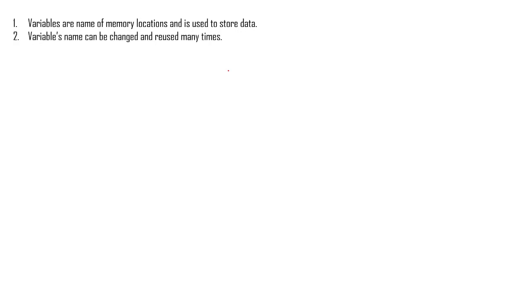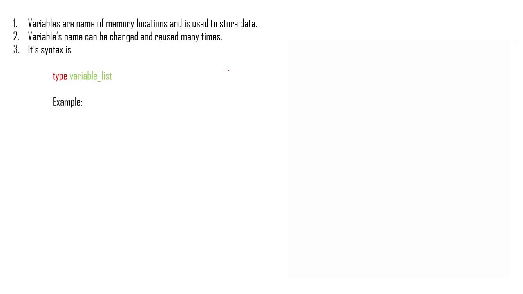So what are variables? Variables are actually the names of memory locations and are used to store data. I'll show you this graphic animation, and you will be more clear about it. Variable names can be changed and reused many times, and a variable is written by this type and variable list. Now we'll go into details about it.